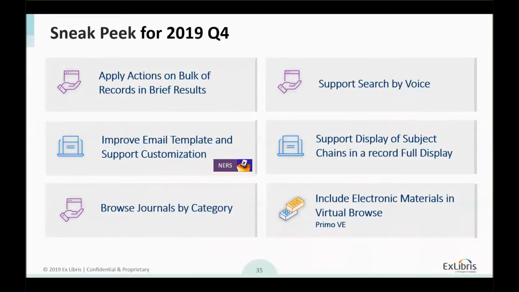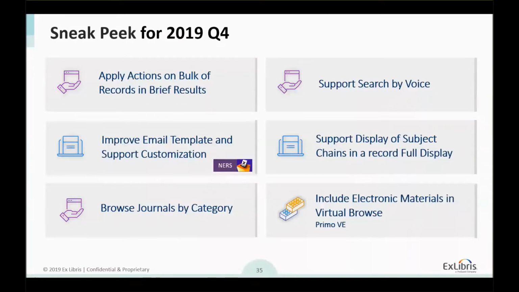So after this review, we would like to give you a sneak peek for the next quarter. Next quarter, what we are going to provide is an improvement to the UI experience to let the user apply actions on bulk of records. That means if from the brief results a user would like to send to his email or export to citation a bulk of records, we will be able to provide that.